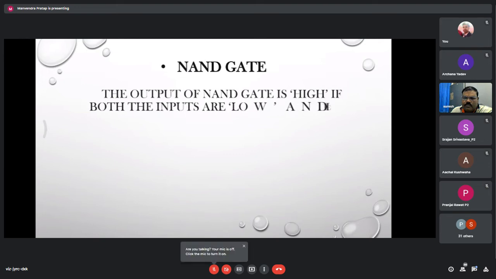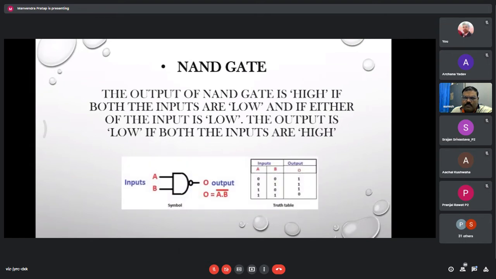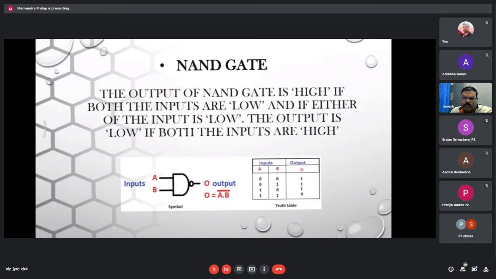NAND gate. The output of a NAND gate is high if both the inputs are low or if either of the inputs is low. The output is low if both the inputs are high. This is the symbol of the NAND gate and this is its truth table. It is basically the opposite of the AND gate. It is made with the combination of an AND gate and a NOT gate. This circle here represents the NOT gate and its background body is the AND gate.